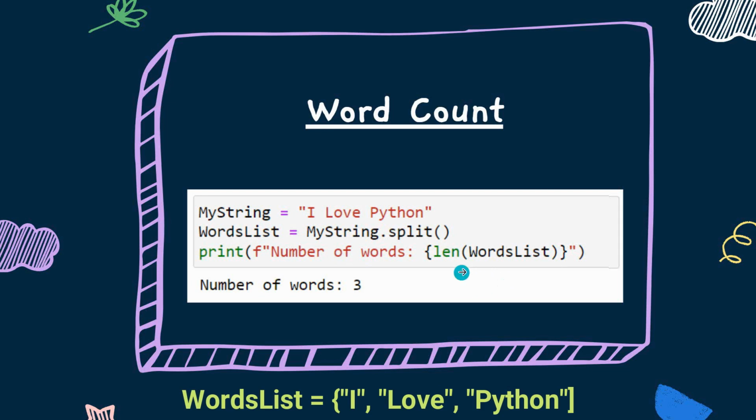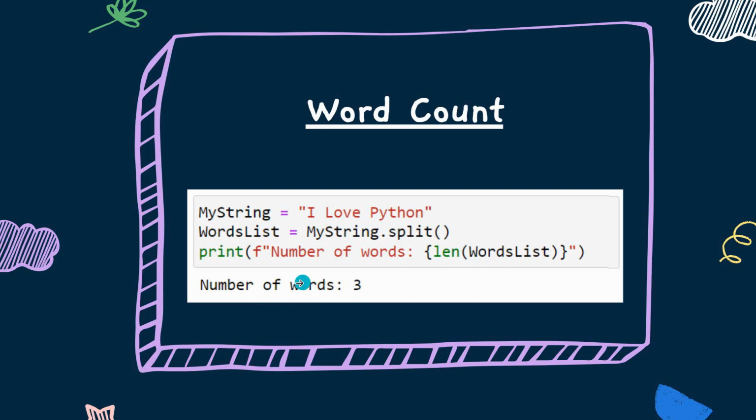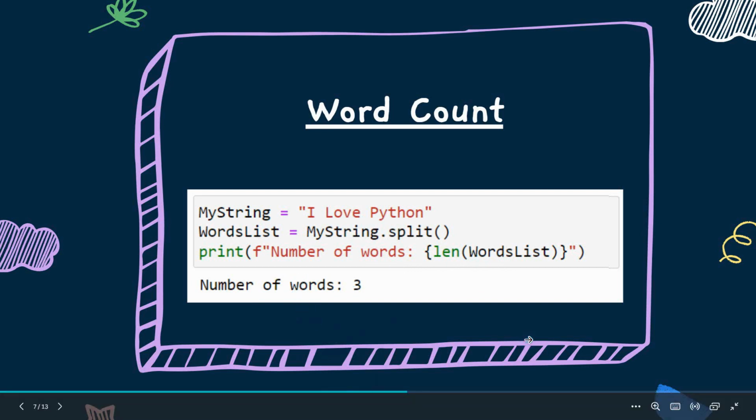Then if we find the length of that particular words list, since it is having 3 elements in it, it returns 3, which gives us the number of words present in this string. Then this is the output of this program. In this way we can implement word count in Python.